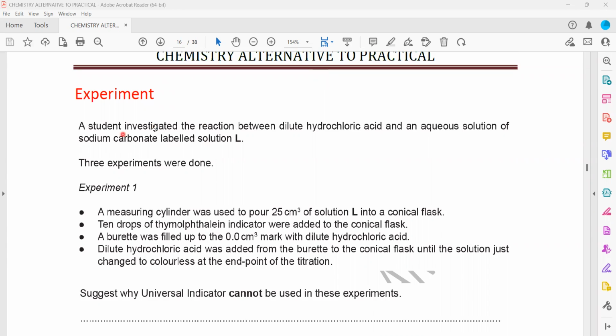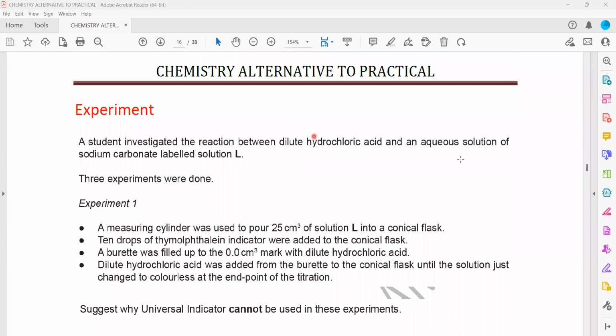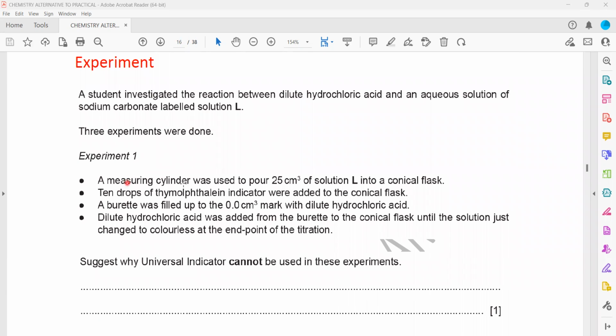A student investigated a reaction between hydrochloric acid and a solution of sodium carbonate, which is labeled solution L. Three experiments were done. In experiment one, a measuring cylinder was used to pour 25 cm cube of solution L into a conical flask. 10 drops of thymolphthalein indicator was added. A burette was filled to the 0 mark with hydrochloric acid. Then hydrochloric acid is added until the solution just changes to colorless at the end point. End point means that when the solution shows a color change, we can call that an end point.